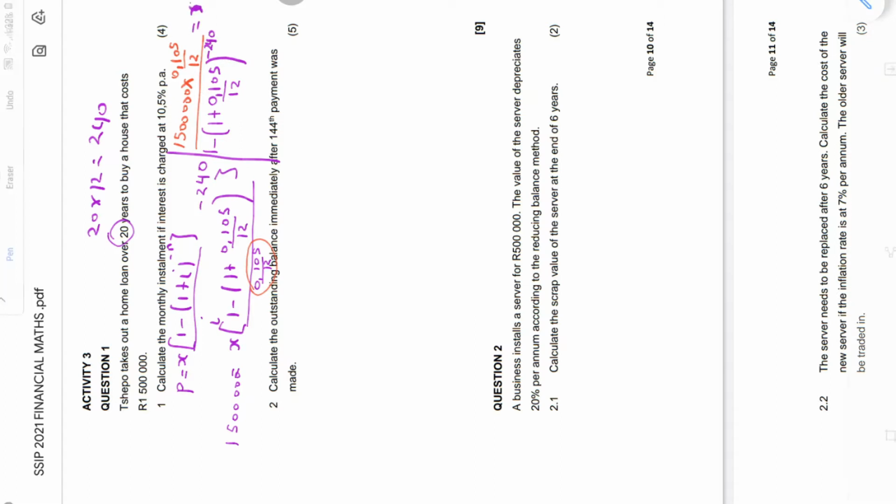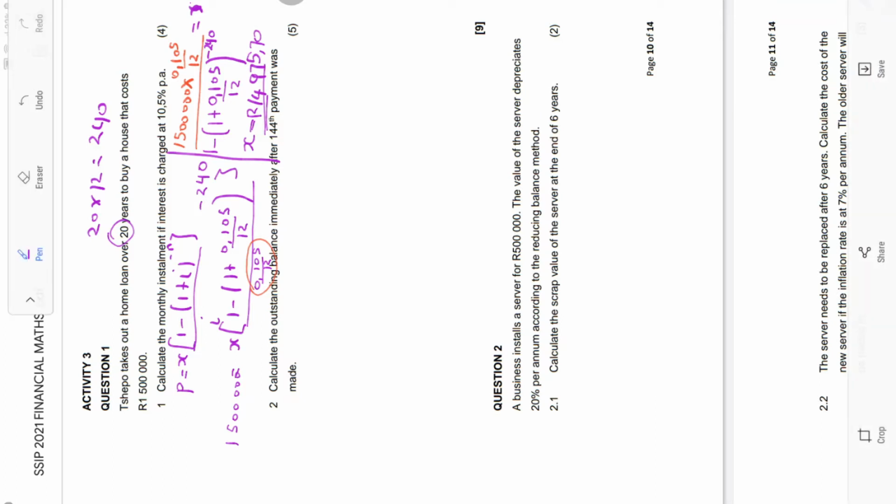So that's how you punch it into the calculator, and if you do that, your x value is R14,975.76. So that's how much Tepo has to be paying every month in order to settle the loan.